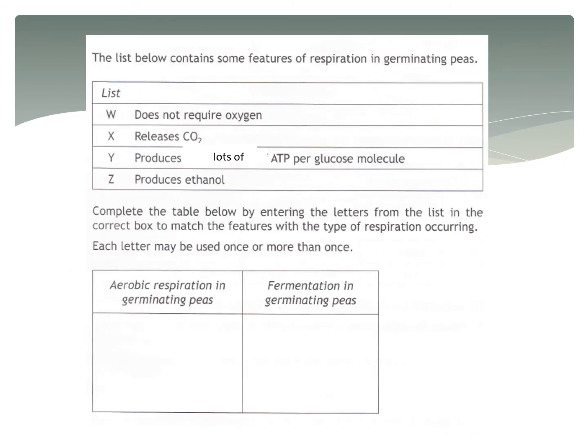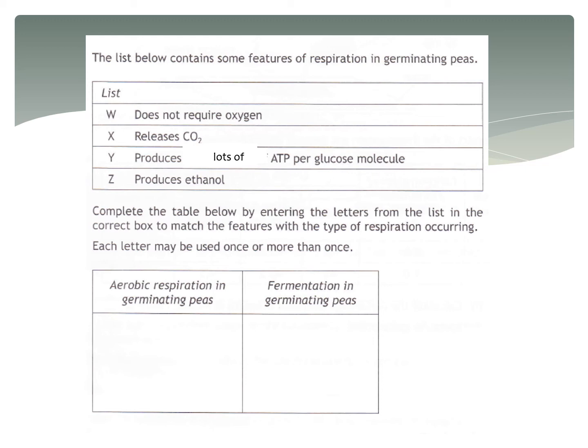So this question is to review your knowledge. The list below contains some features of respiration in germinating peas. Now we know peas are plants. The list says W does not require oxygen, X releases carbon dioxide, Y produces lots of ATP per glucose molecule, Z produces ethanol. It says complete the table below by entering the letters from the list in the correct boxes to match the features with the type of respiration occurring. Each letter may be used more than once or once. So you've got aerobic respiration in germinating peas and fermentation in germinating peas.